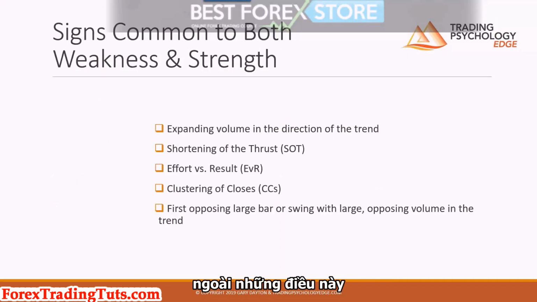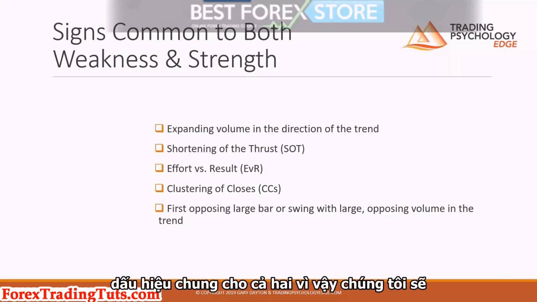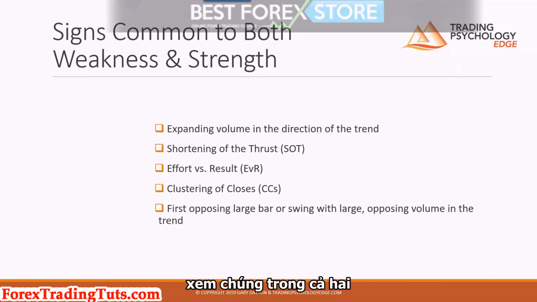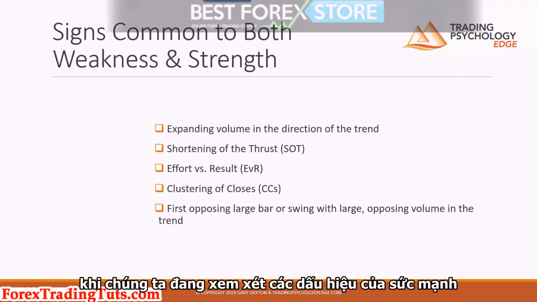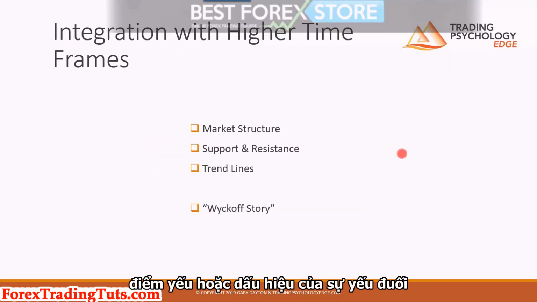In addition to these, we're going to look at signs that are common to both strength and weakness, including expanding volume in the direction of the trend, shortening of the thrust, effort versus result, clustering of closes, and the first opposing large bar or swing with large opposing volume, opposite to the trend. And these are signs that are common to both. So we'll see them in both when we're looking at signs of strength and when we're looking at signs of weakness.